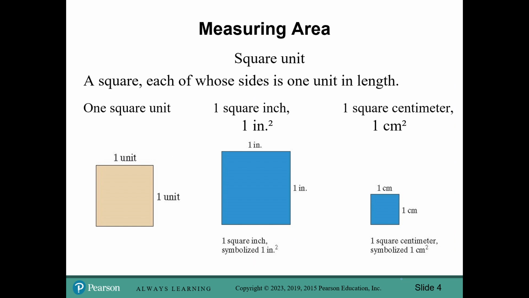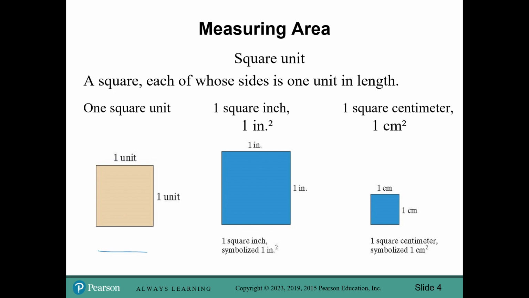So, let's look at measuring area. Let's start with something simple, the square unit. A square, each of whose sides is 1 unit in length. Okay, so 1 square unit would just be a 1 unit by 1 unit square, as we can see on the left here.